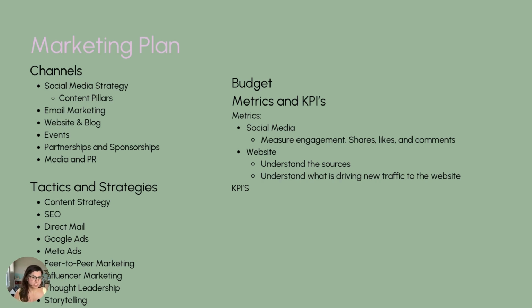Then we have our tactics. So the content strategy is part of the tactics, which is a little bit more into the purpose of the content we're putting out there. Is it to entertain, to inspire, to educate? Then you have SEO, which is kind of changing, but still SEO. Direct mail, if we do that. Google ads, if we do that. Meta ads, if we do that. Peer-to-peer marketing, if we want to do that. Influencer marketing, thought leadership, and storytelling. So all of those are our tactics and strategies.